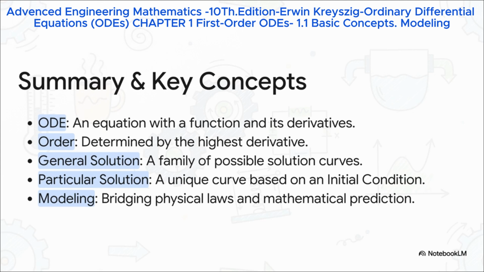So let's do a super quick recap. An ODE is an equation with a function and its derivatives. The order is just its highest derivative. A general solution is that whole family of curves with a constant c. The particular solution is the one unique curve we find when we use an initial condition. And modeling is that whole beautiful process of going from the physical world to a mathematical prediction.